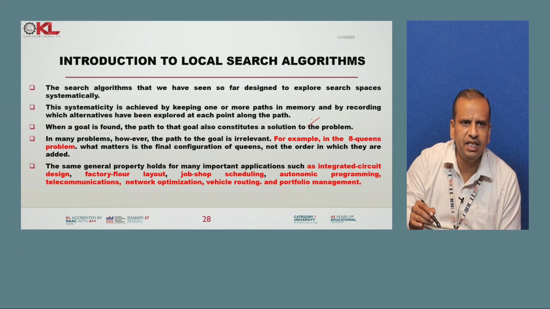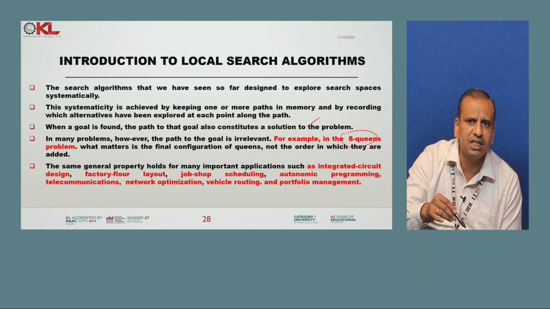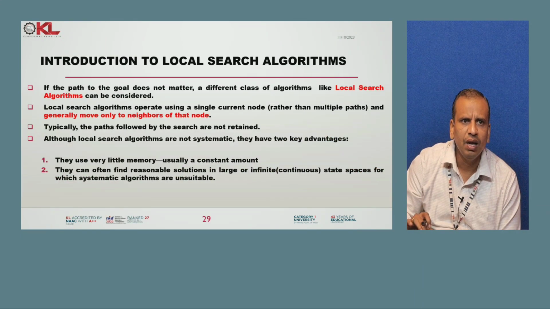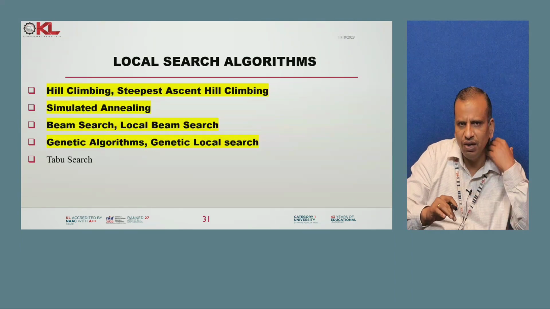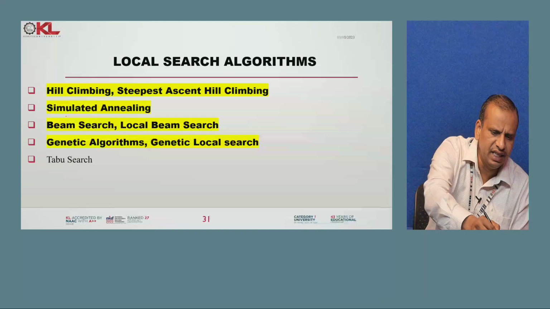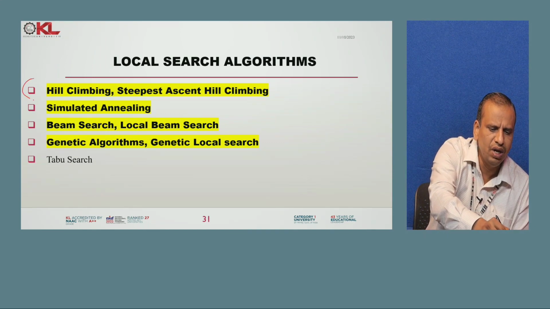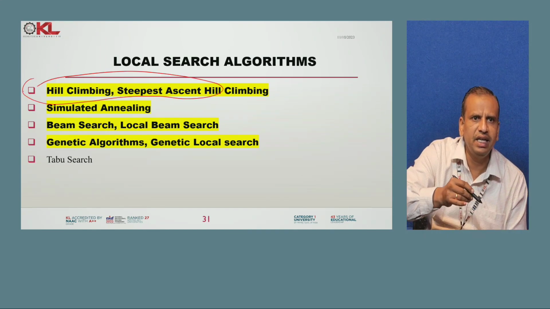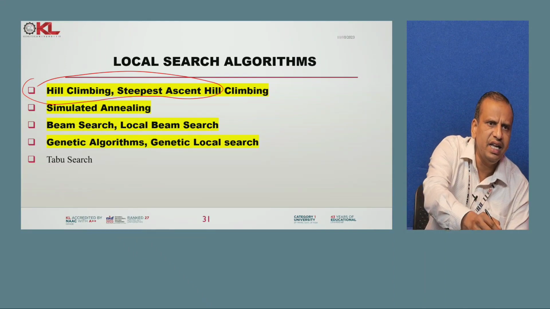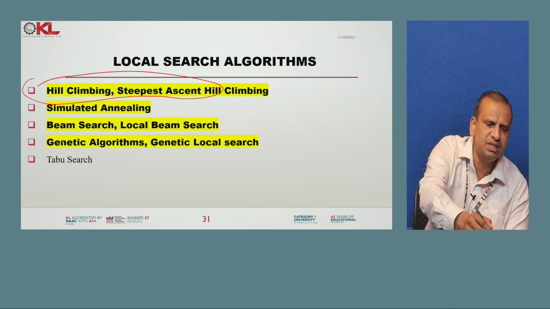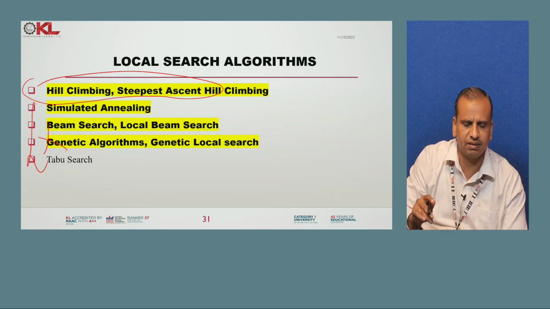Like this, the 8 queens problem is a local search, and not only that, job based problems and so on. Here local search is used for finding a minimum or maximum solution. In this session, in our syllabus, we have hill climbing only, not steepest hill climbing, simulated annealing, beam search, and local search genetic algorithms. These are not in our syllabus.